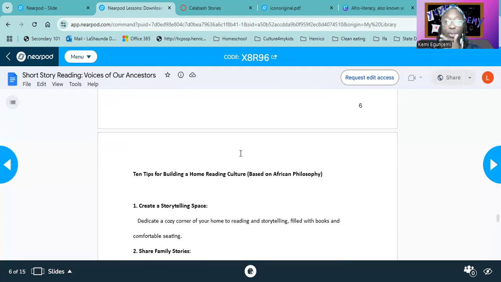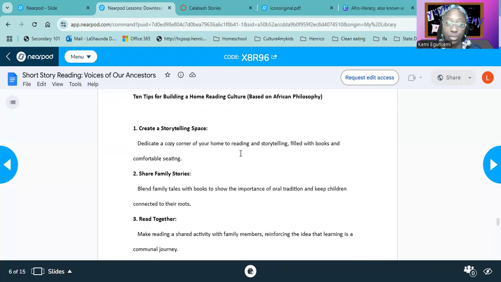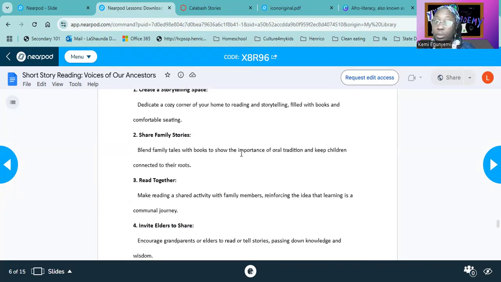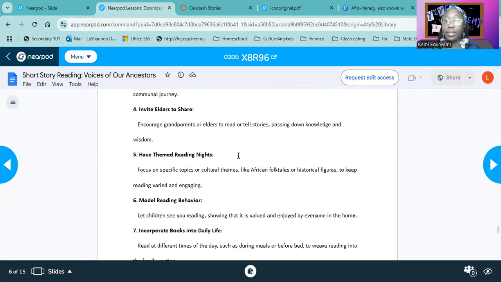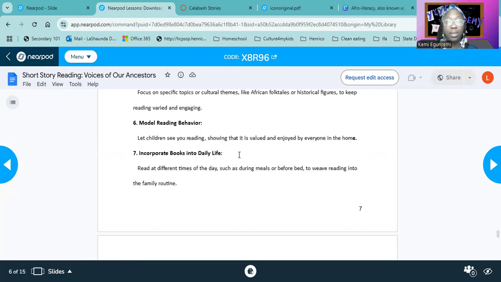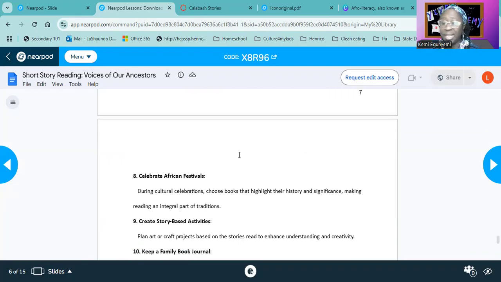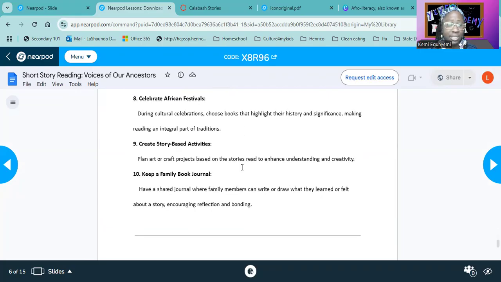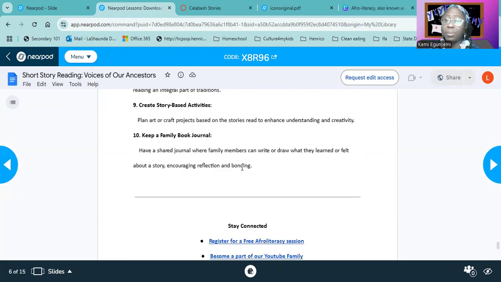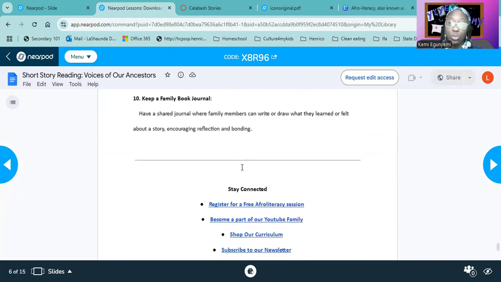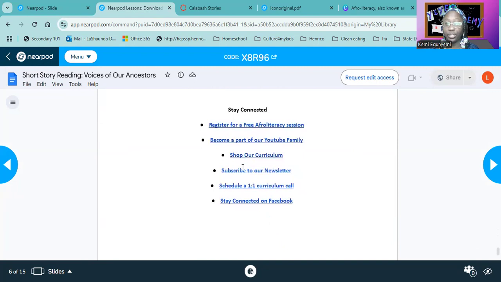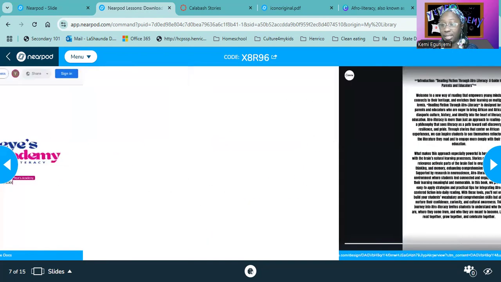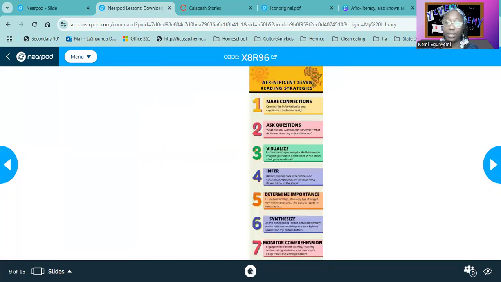And 10 tips for having a home reading culture. Sharing family stories is so very, very important. Reading together, inviting elders to speak. We did that one time in a class. Oh, so phenomenal. And then model. I know we're so busy. I try to read 5 to 10 pages a day. Go to the African festivals, connect them to a book, and create story-based activities, which I've shown you some of, in a family reading journal. So on the bottom as well, you have all the ways to stay connected to the things that I'm sharing with you.